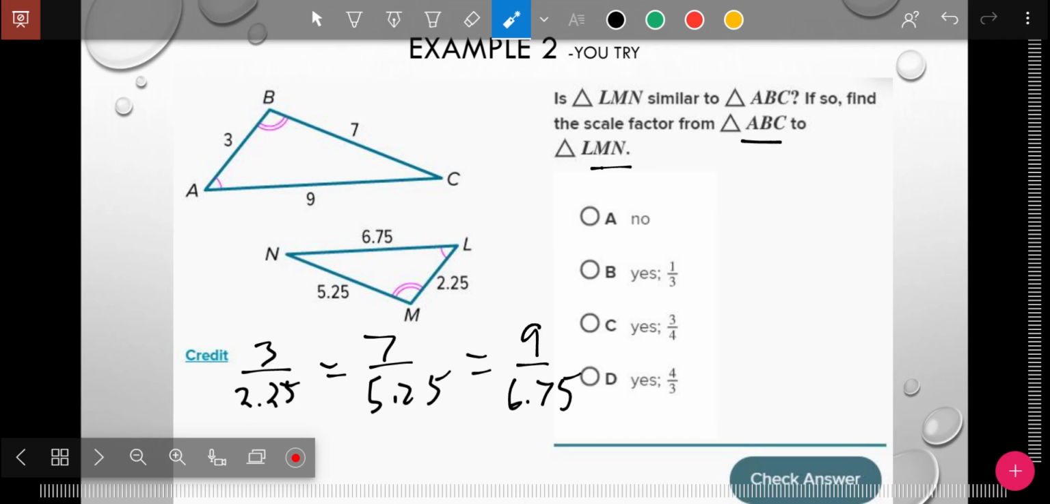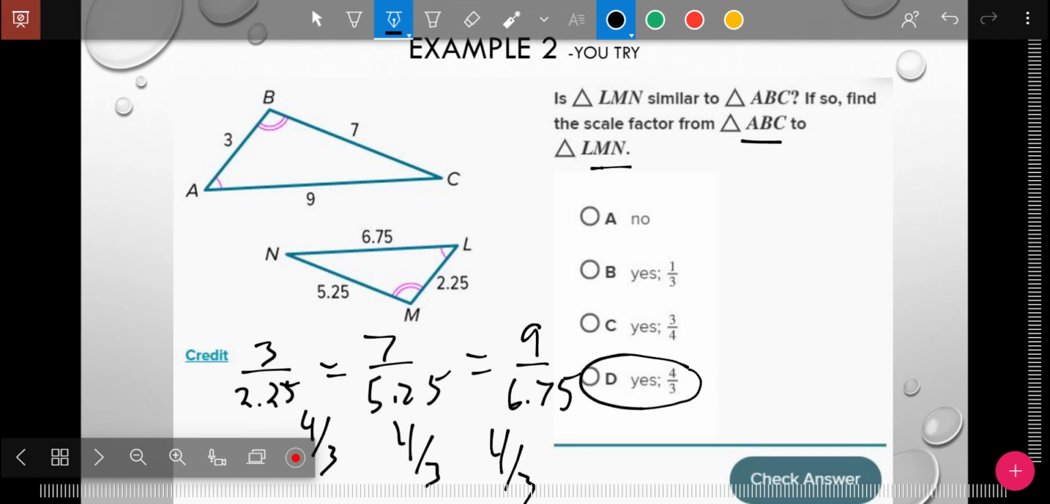Right? I type those into a calculator. I get 1.3 repeating every time. So they all reduce to 4/3. And so then you would say, yes, you've shown your work, and it's 4/3.